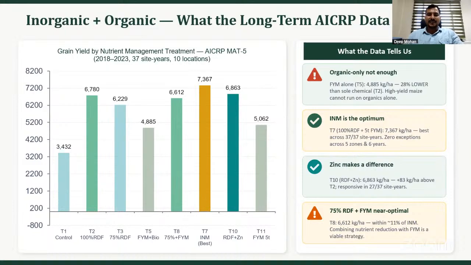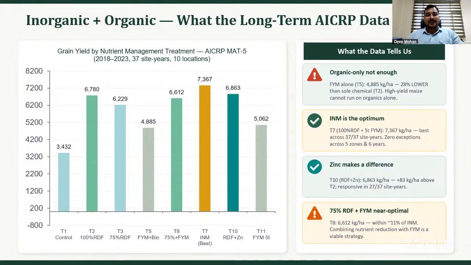The data presented here is saying the same, because with organic we cannot meet the high nitrogen demand of maize, so yield is significantly lower. See the treatment 7, 100% RDF plus 5 ton of FYM per hectare. This is the INM treatment. Yield 7.3 or 7.4 ton per hectare, highest in this entire trial. This is all the years combined data.